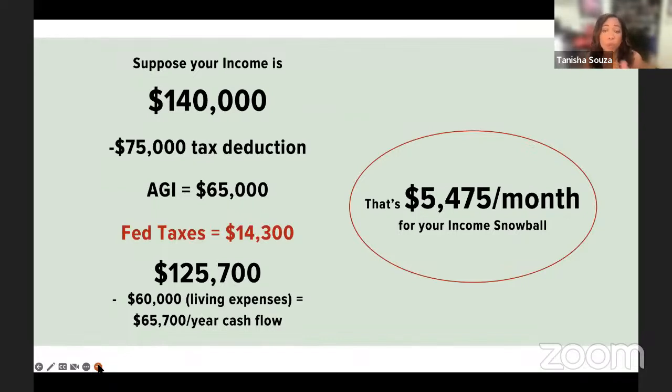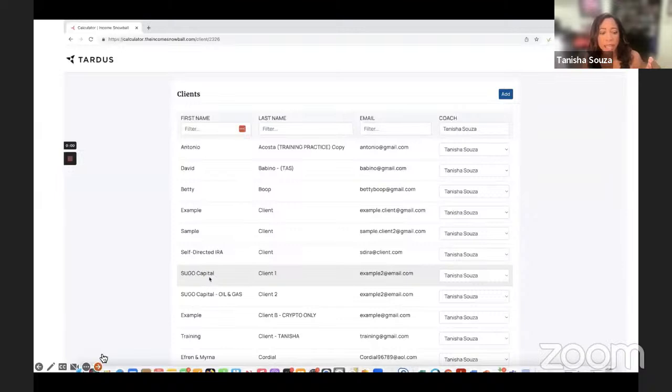$3,916 versus $5,475. And I'm going to show you the difference in the tax. And then when you add in the cash flow from the investment, it even gets better. Okay, so I'm going to show you the first example, and I might have to pause this video as we go through, but I'm going to show you.